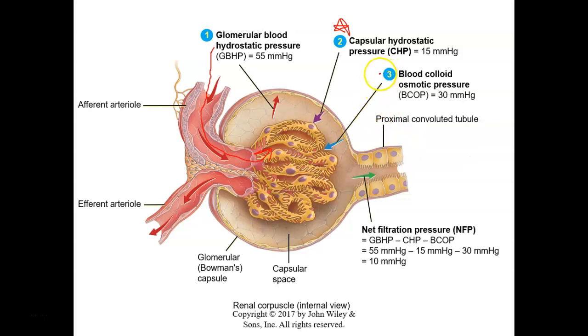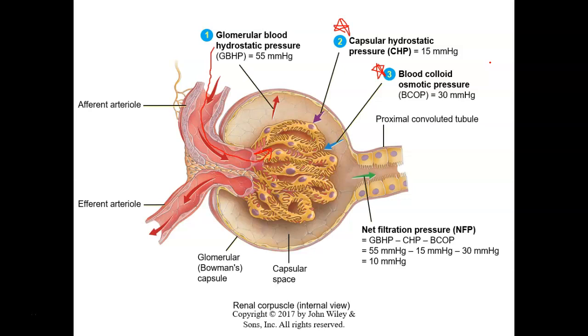Well, now we can throw in something called blood colloid osmotic pressure. You may also see it called oncotic pressure. This is pressure which is derived essentially from the molecules within the blood, right? Really, by and large, mainly the proteins.